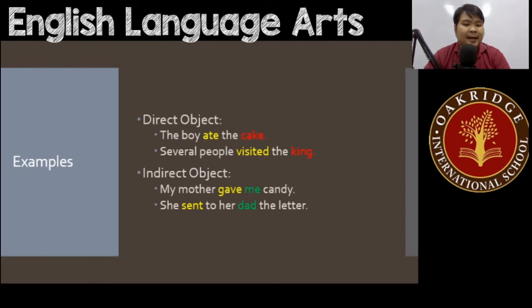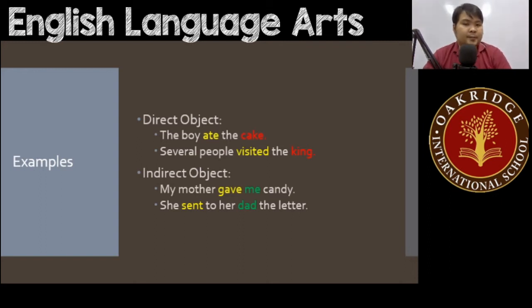So here are some examples, right? So all of those in yellow are the verbs. So let's take the first example right there. The boy ate the cake. Ate is your verb. Ate what? Cake. Next, several people visited the king. Visited whom? King. Therefore, these in red, these are the direct objects.